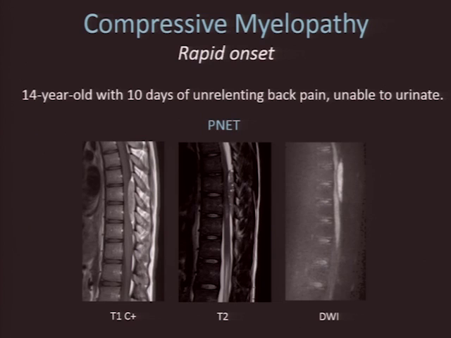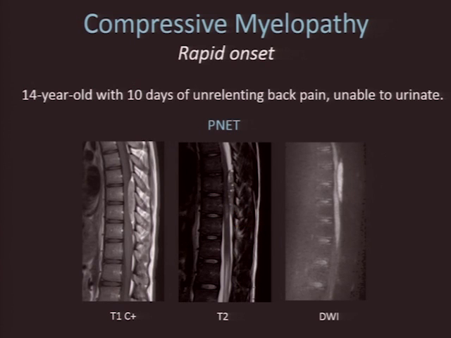And here's an example of a child that came to us recently, a 14-year-old that had 10 days of unrelenting back pain. And this kid went to every emergency room in North Georgia and was sent home on pain medication. Finally was unable to urinate and came to our hospital, and we did the MRI, and you can see that there is a mass in the thoracic spine, enhancing, narrowing that canal, compressing the cord, increased signal in the cord.